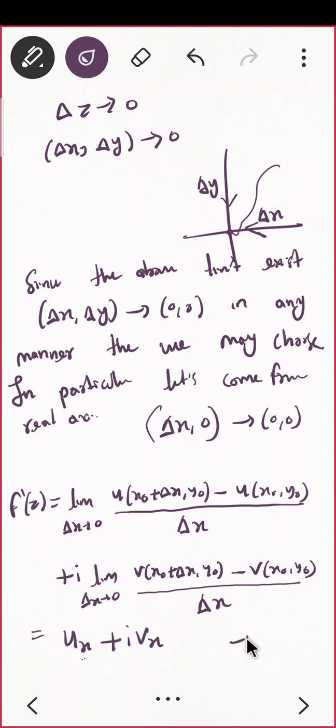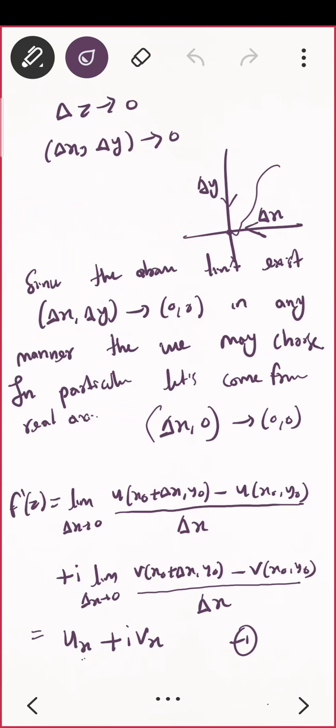I'll just write it as equation 1. Again, since delta z is tending to 0, if you go from any manner, then it will go to 0, correct? So what manner should I go now? Yes, let us take this direction, that means delta y tending to 0 and delta x fixed, that means we go vertically, and here you can say horizontally.